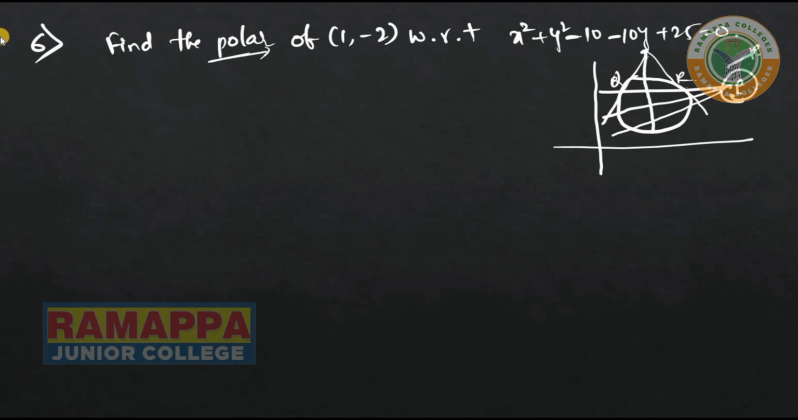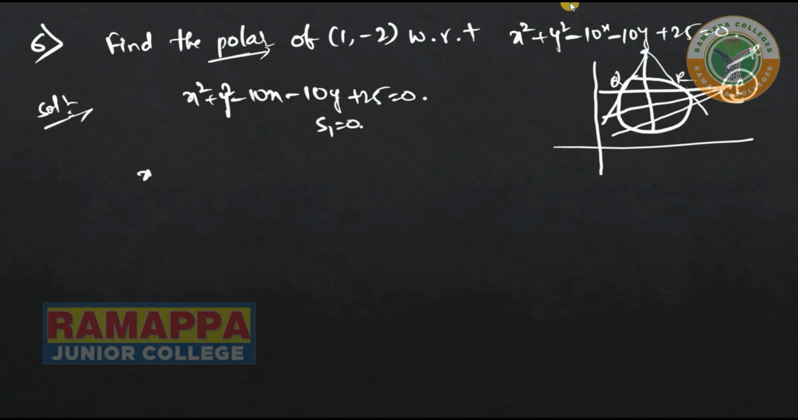So now move to the question here. Please rewind it and listen once again, you will clarify. So solution here, sixth one. The equation of the circle is given: x square plus y square minus 10x minus 10y plus 25 is equal to 0. And after that, the equation of the polar is equal to S1 is equal to 0 here. So it means x into x1 plus y into y1 plus g into x plus x1 plus f into y plus y1 plus c is equal to 0.